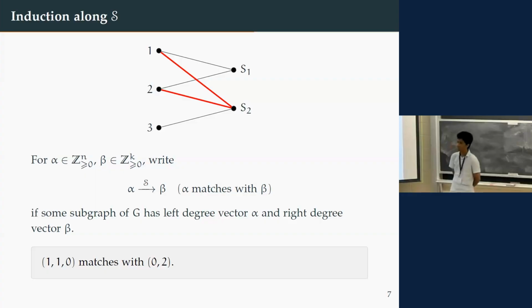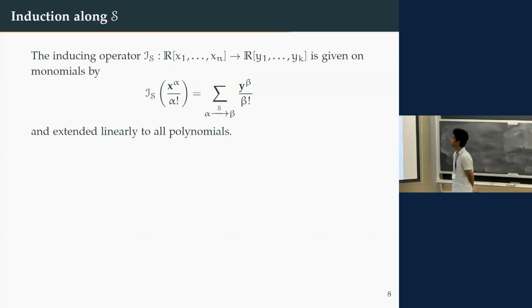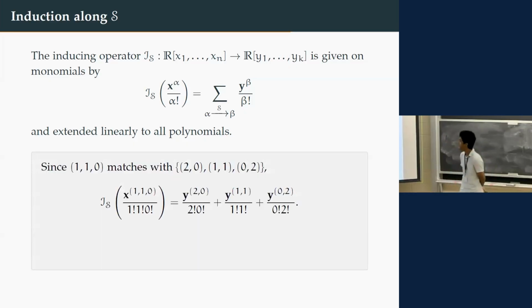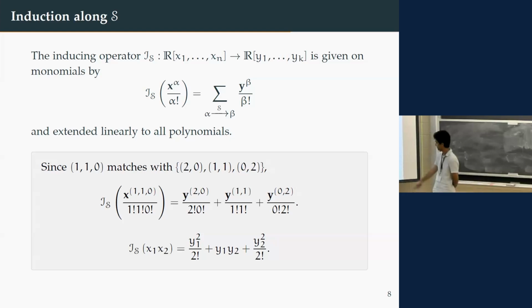Okay. Now, time to define the operator. This operator that I mentioned before maps the scaled monomial x^alpha over alpha factorial to the sum of y^beta over beta factorial for all beta that match with alpha. And then we extend linearly to all polynomials. Using the previous examples, since (1, 1, 0) matches with (2, 0), (1, 1), and (0, 2), we say that the monomial x1 x2 maps to this polynomial.